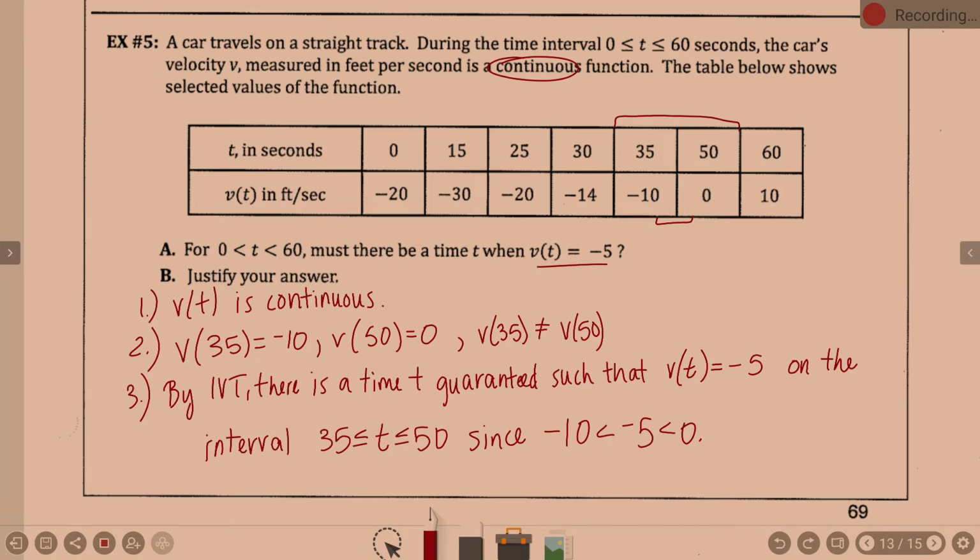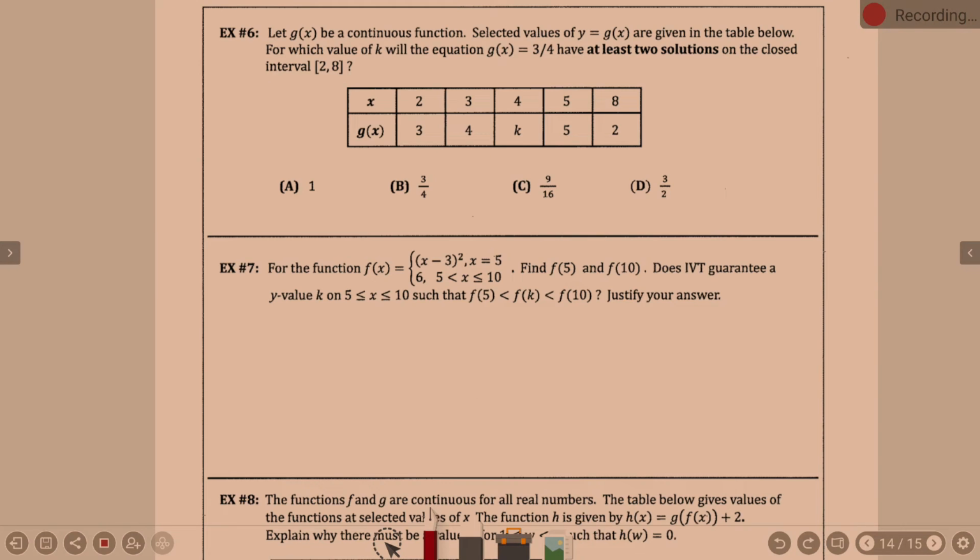The worst part is writing out the IVT stuff. But again, and I know it gets repetitive, but if you don't ever practice it, it's really rough to come into an AP setting. Whereas if we practice it, at least you'll have some idea of how to get in that groove. Okay, let g be a continuous function.